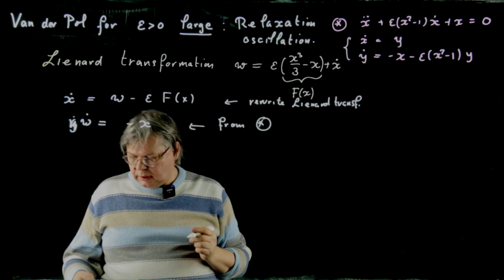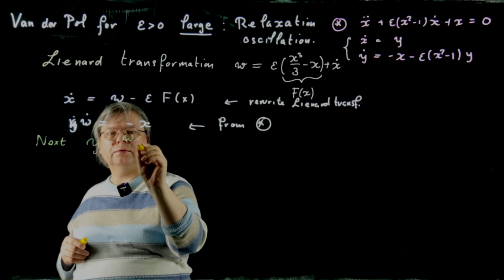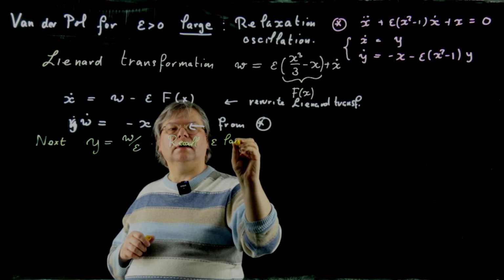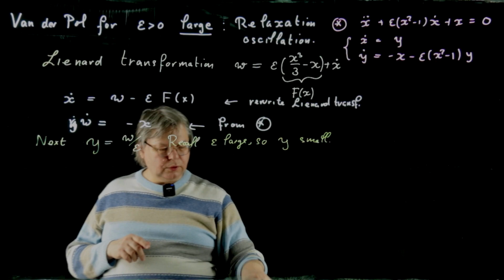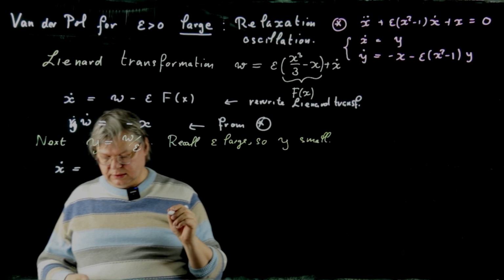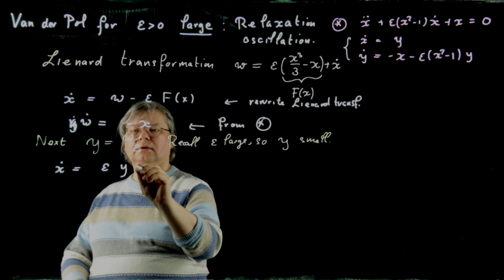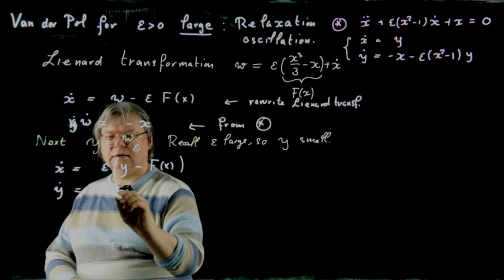And the next step is to take a new coordinate y is w over epsilon. And recall that epsilon is large. So y is now the small coordinate. Okay, so in this coordinate you get x dot is, well, if y is w over epsilon, then w is epsilon times y. And there's another epsilon, so I can write it like this with brackets. And y dot is minus x divided by epsilon, and this is the small coordinate.